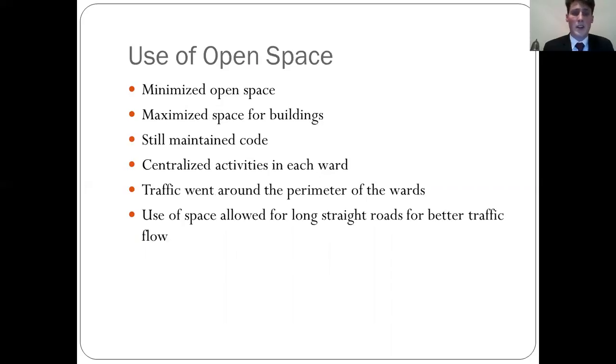Another thing that was revolutionary about Oglethorpe's design was its use of open space. It minimized open space, but it kept it from feeling like everything was cramped because the general square in the center was very large and open. It also maximized space for buildings such as the tithing lots and the trustee lots, all while still maintaining the code of the time.